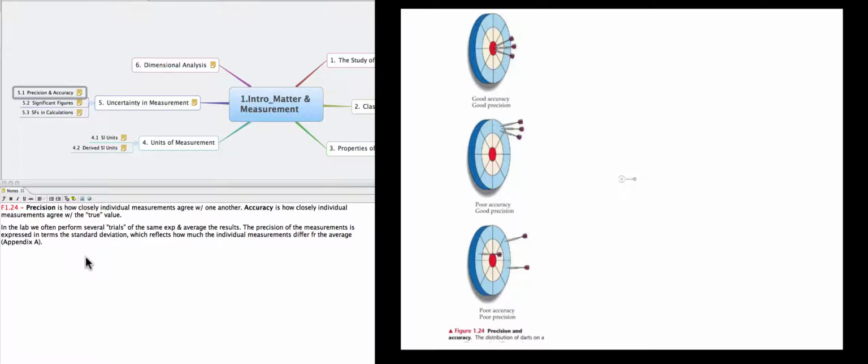In the lab, we often perform several trials of the same experiments, and then we average the results. The precision of the measurements is expressed in terms of the standard deviation, which reflects how much the individual measurements differ from the average.